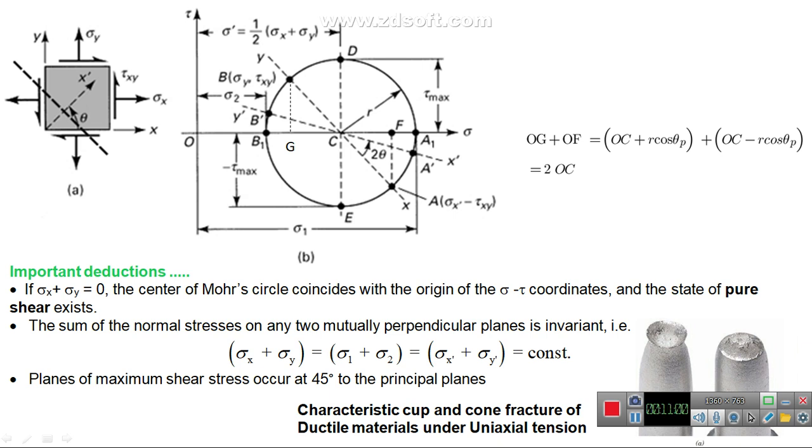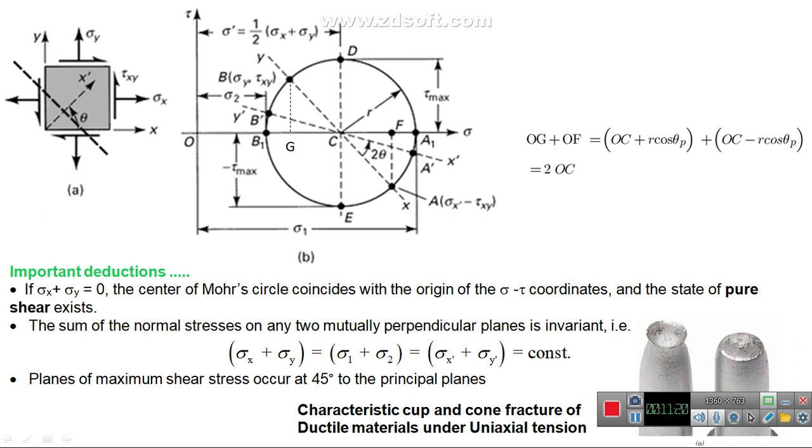Another important result you can infer is that the planes of maximum shear stress occur at 45 degrees to the principal planes. Metals and alloys are weaker in shear, and the shear strength is just half of the yield strength. One practical observation in which you can correlate this is the tension test of ductile materials.